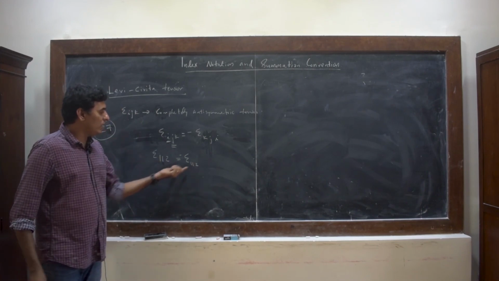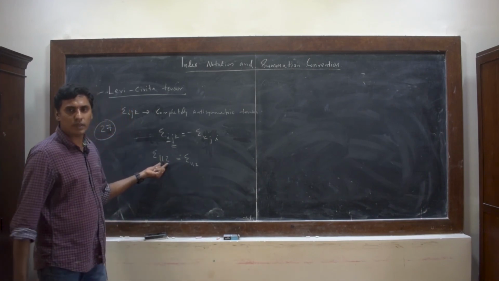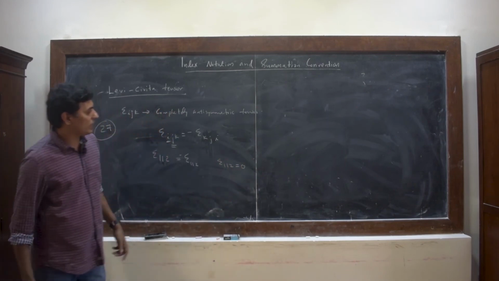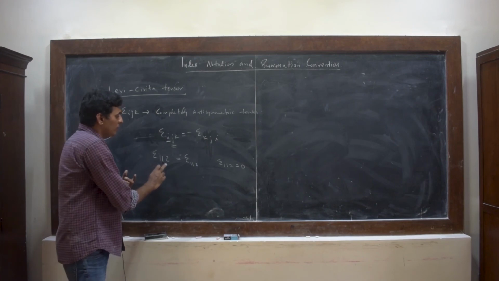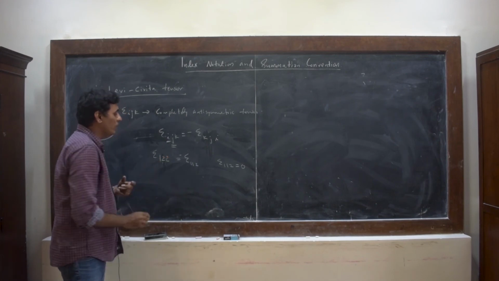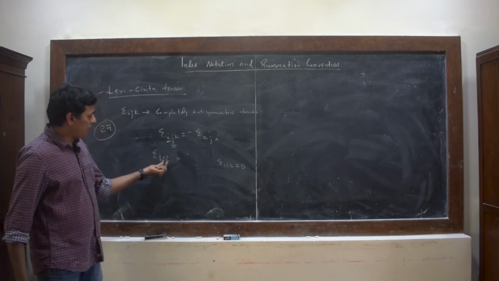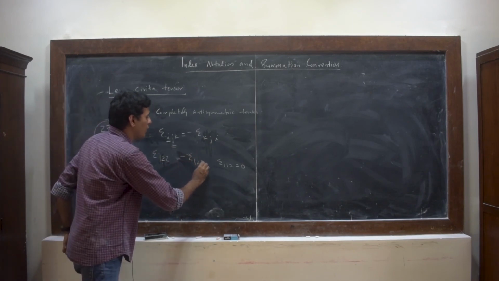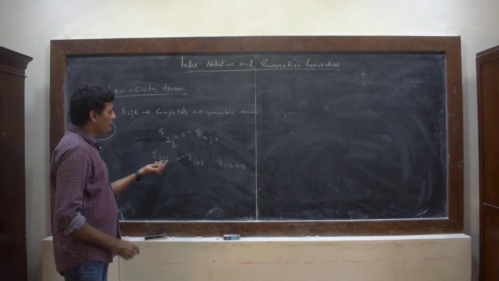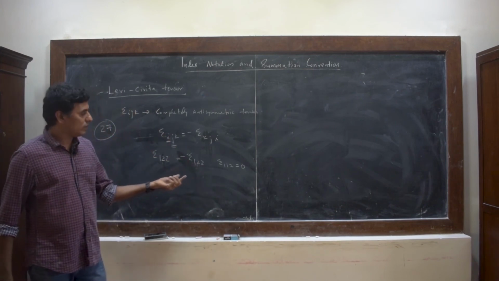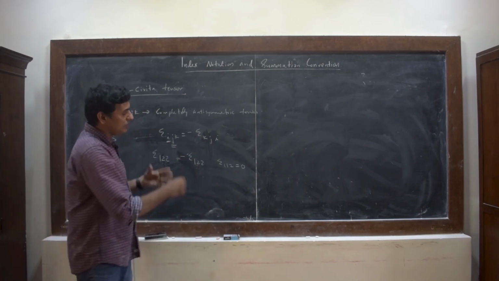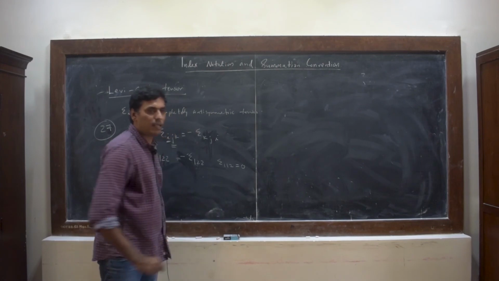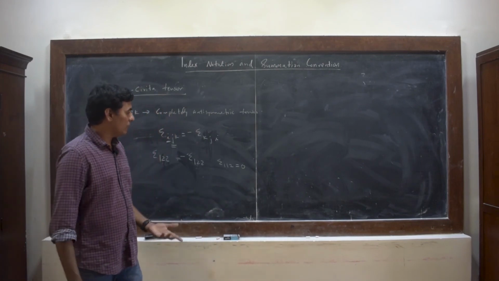This is possible only if epsilon 112 is 0. So epsilon 112 must be equal to 0. And similarly epsilon 122: if I exchange these two elements, then that must be equal to epsilon 122 itself. So again epsilon 122 is 0. If any of these indices are repeating, that means if two indices are the same, then it will be 0.